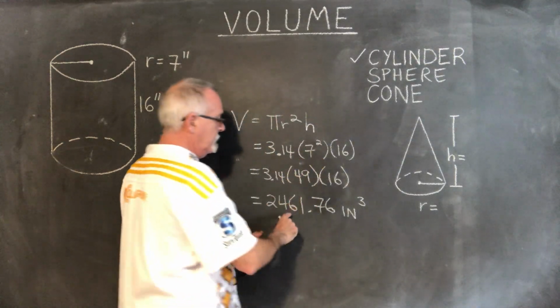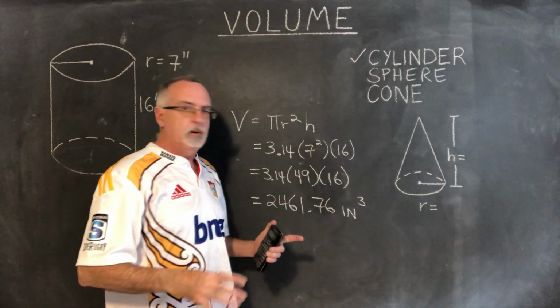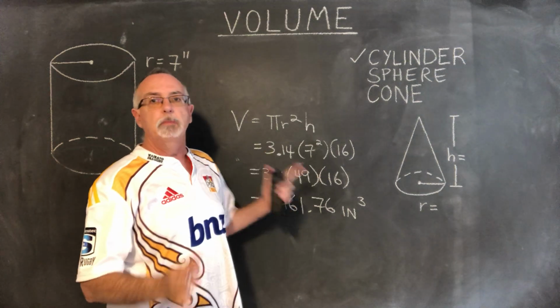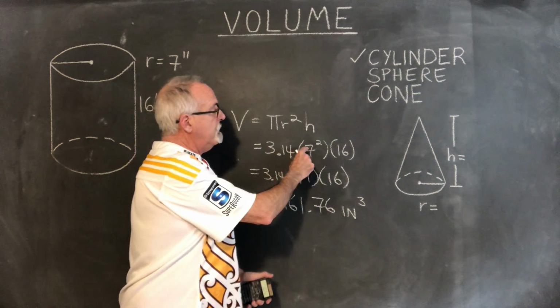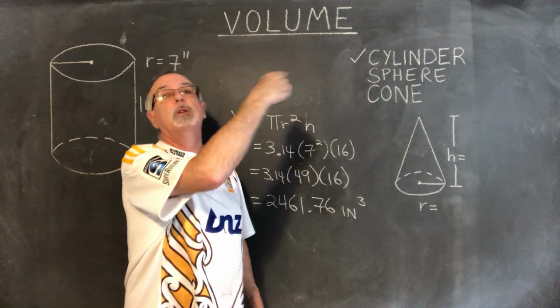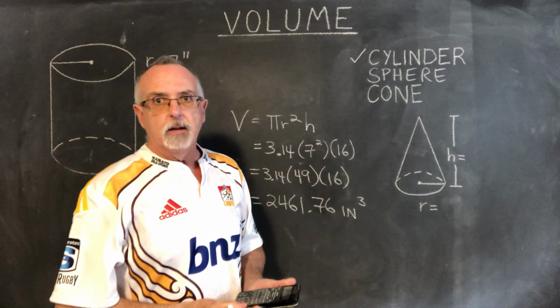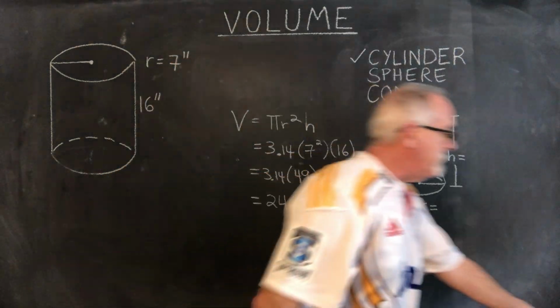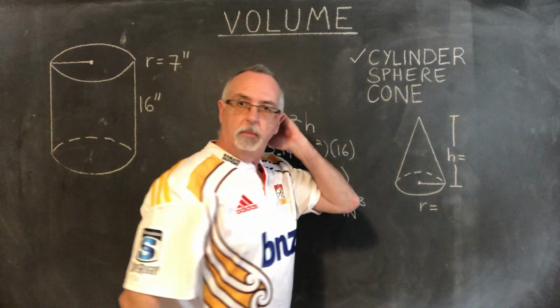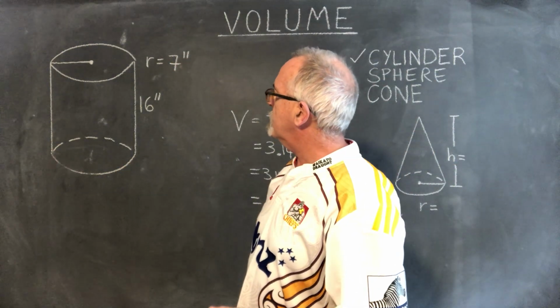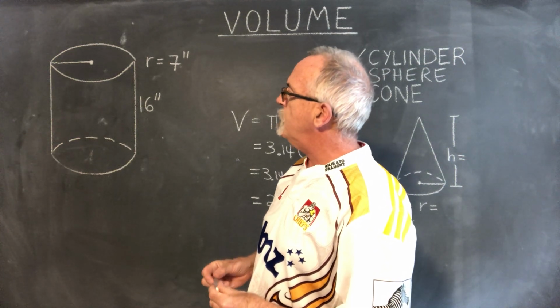Volume has a tendency to give answers that make us think, uh-oh, did I make a mistake? My answer seems too big. When you multiply a number by another number and then multiply again, the way we always end up doing in these formulas, it ends up giving you a large answer. We should not be too surprised by that. Let's do a couple more cylinder examples before we move on to another shape.